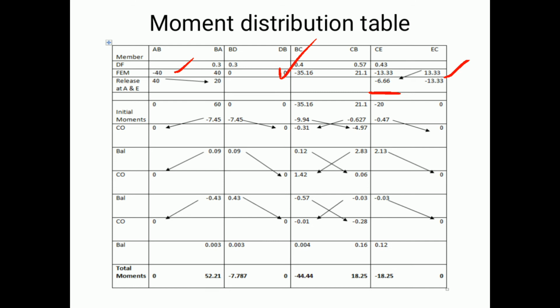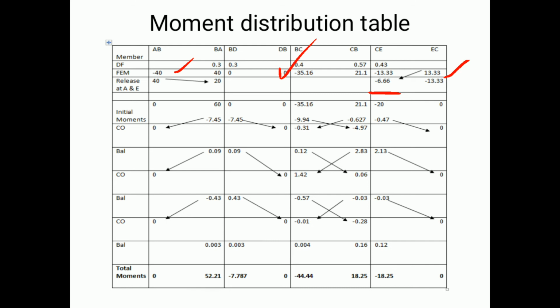Similarly, coming on to the member AB, I have said that since A is a roller support, I need to release that moment by adding the same magnitude but opposite in direction. So FEM for AB here is minus 40.